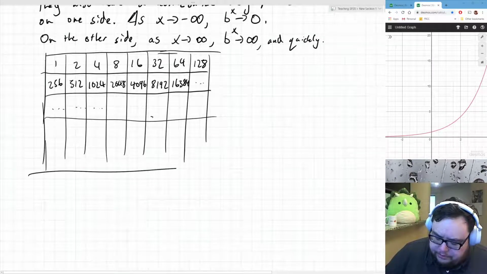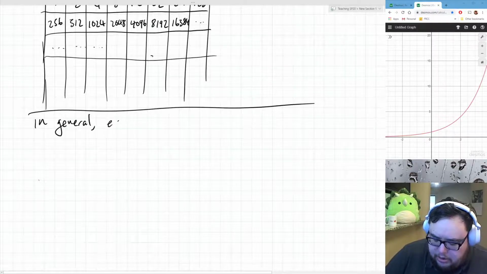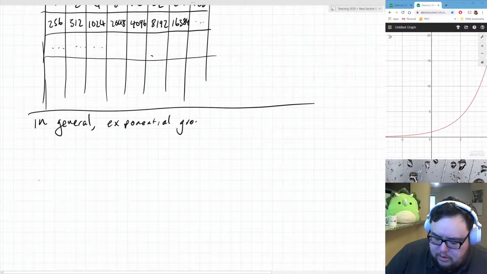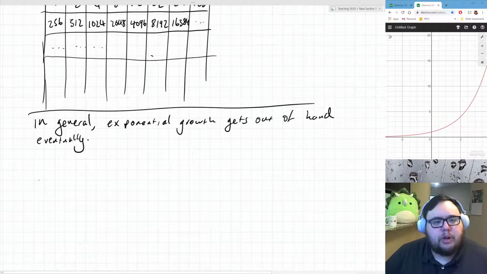But in general, exponential growth gets out of hand eventually. We'll see more examples of this later.